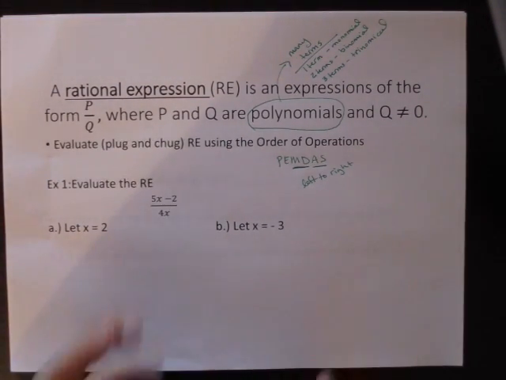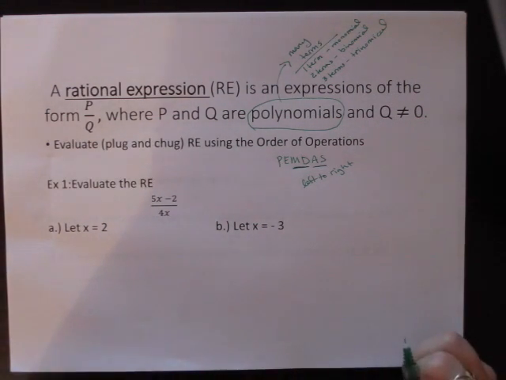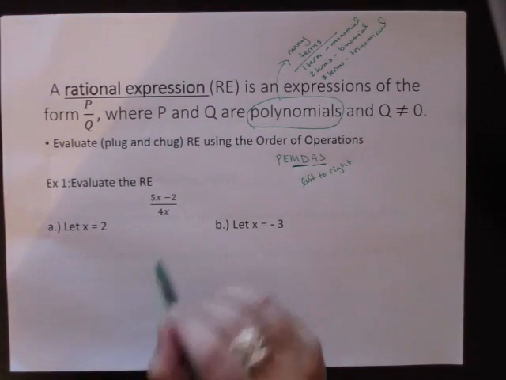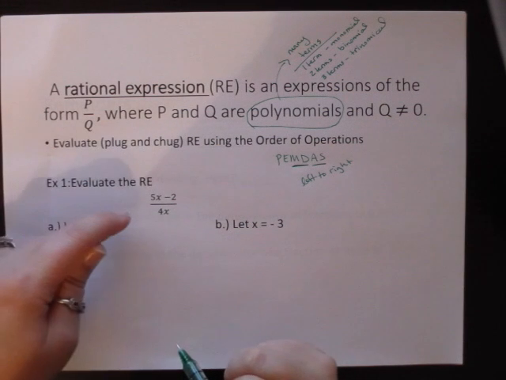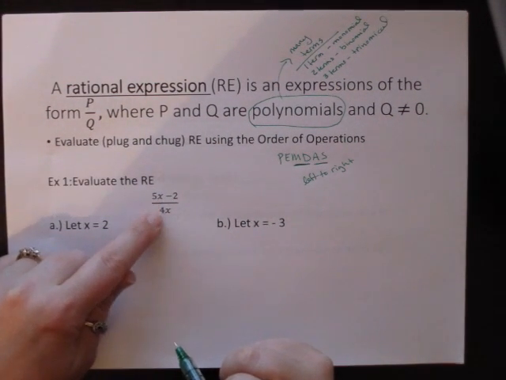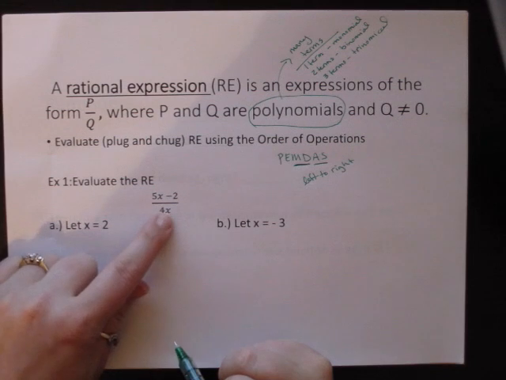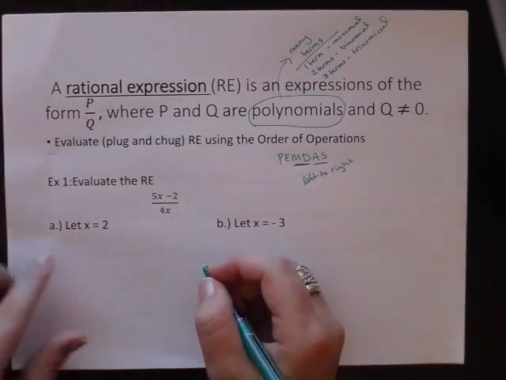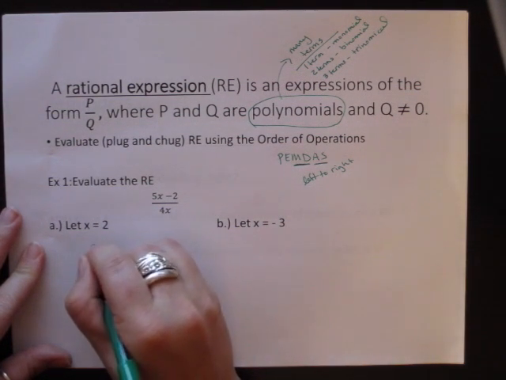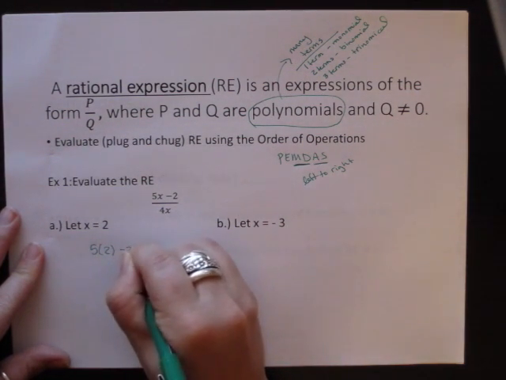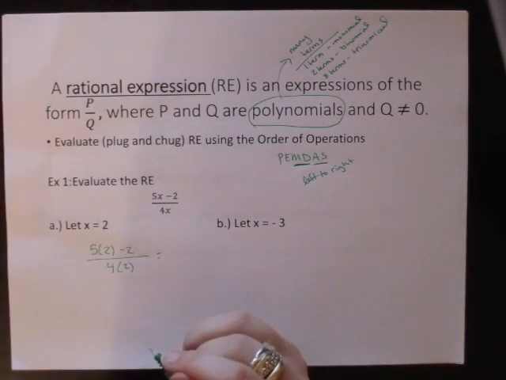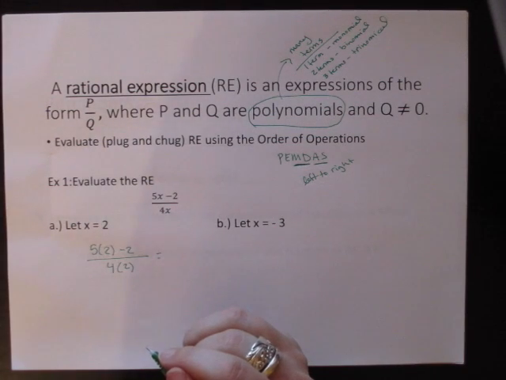So whatever you see with multiplication and division, you work from left to right. Addition and subtraction, you work from left to right. Okay, so let's evaluate it. If I have 5x minus 2 over 4x, I see that I have two terms on the top, so that's a binomial, over a monomial because it's one term. So what we're going to do first for a is we're going to let x equal 2. So wherever we see x, we're going to plug in 2. So I'd go 5 times 2 minus 2 over 4 times 2. Alright, and to evaluate this, we've plugged, now we get to chug.